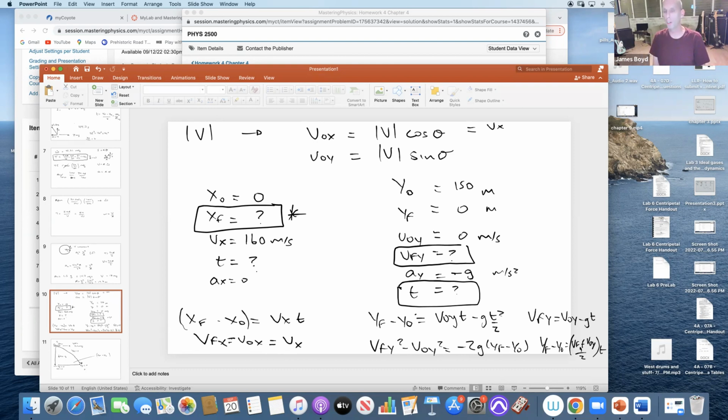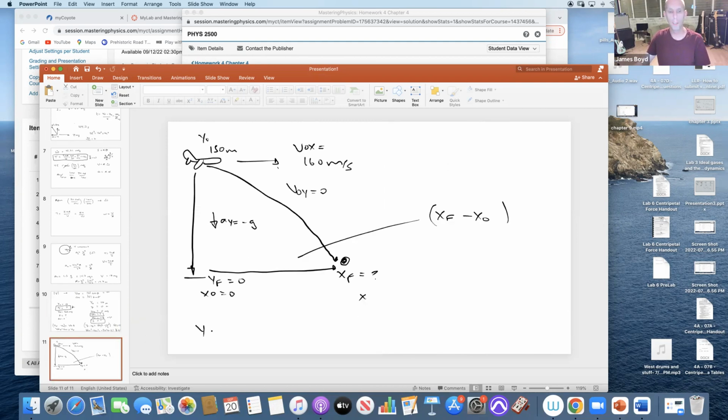Now, going back to how we did free fall, we have two unknowns. We want it solved for time. We don't care about V final. So we go to the equation that doesn't have V final, and the only one that fits that case is this. What we're going to do is solve this for T and plug it in here. Now, Y final minus Y initial equals V naught y T minus g T squared over 2.